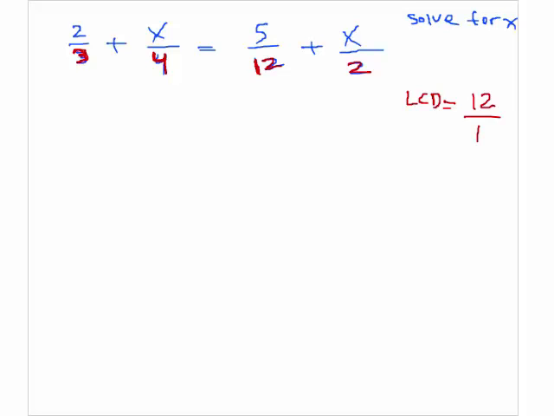Now, this really is 12 over 1. So I have 4 terms here. I have 12 over 1 here times 2/3. Okay, we multiply each term by the LCD. Plus, again, we multiply the second term by 12 over 1.